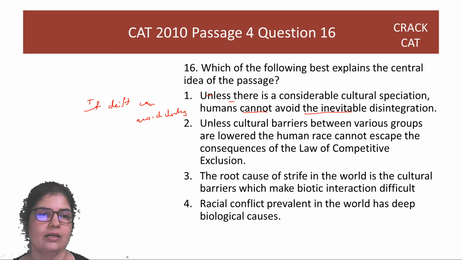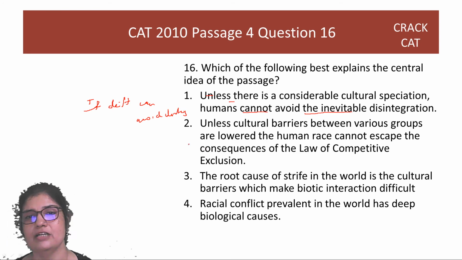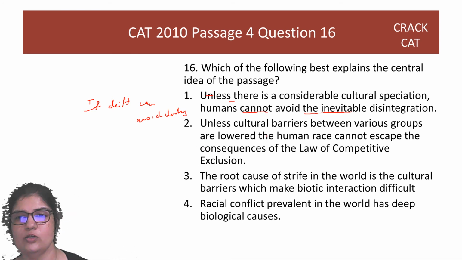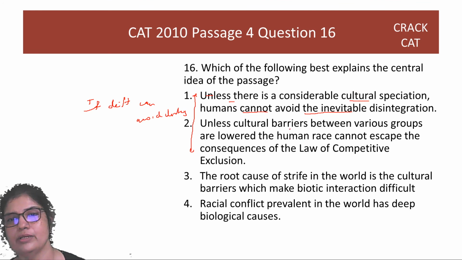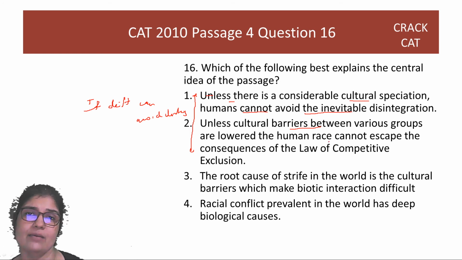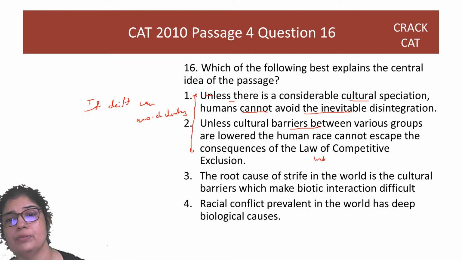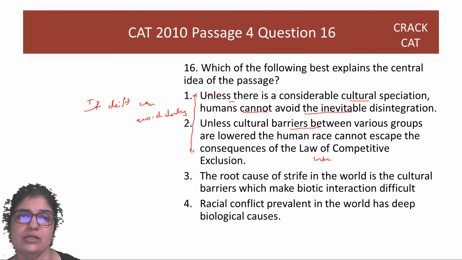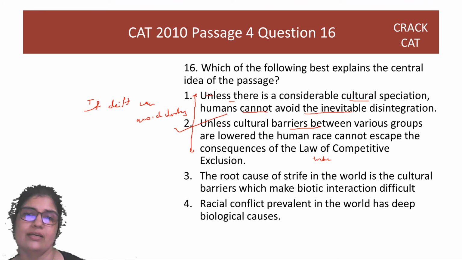Okay. Unless cultural barriers between various groups are lowered, the human race cannot. So you see, first of all, that these two are opposite. They are saying cultural difference should be there, with unless, and here we are saying the barriers have to be lowered. So if they are lowered, the human race can escape. Yes, they can escape because then they interbreed. And then it becomes an intra-group competition and not an inter-group competition. So 2 is the central idea.